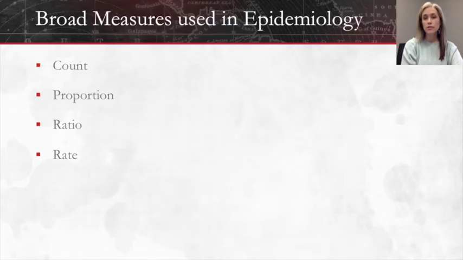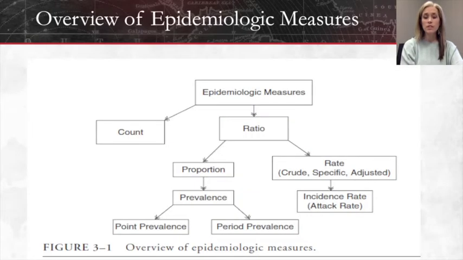So broad measures are used in epidemiology. We have counts, proportions, ratios, and rates. It's really important that you understand how the disease frequency measures that we discuss fit into what they are. So sometimes epidemiologists just simply count cases, but more often we talk in terms of ratios. We look at proportions and we look at rates.